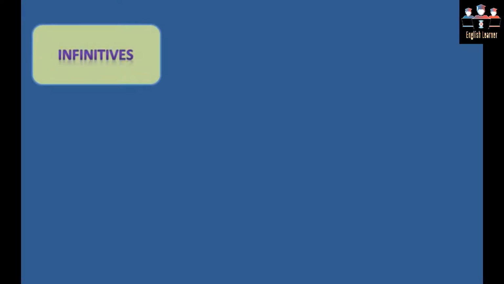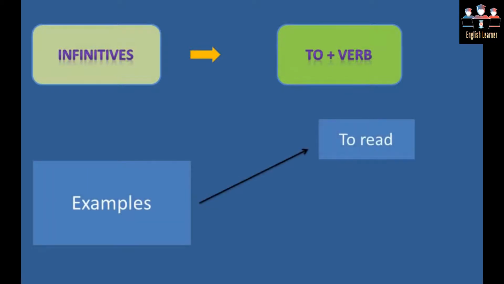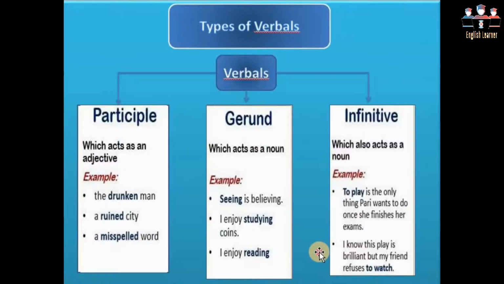Infinitives. They are simply formed by placing to before a verb. Let's see examples: to read, to play, to swim. In all these examples, you have noticed that to is placed just before a verb to make an infinitive.